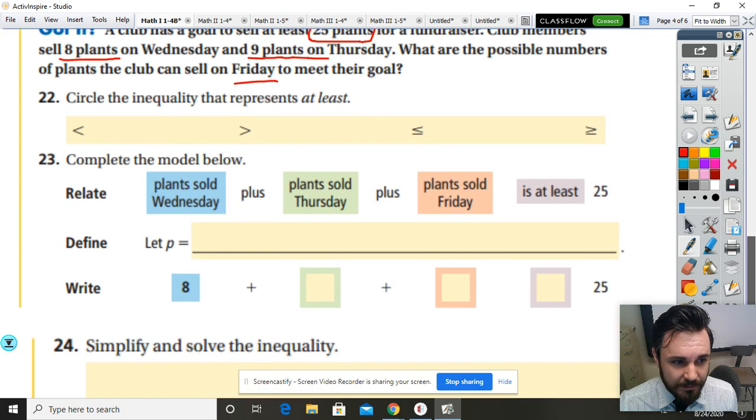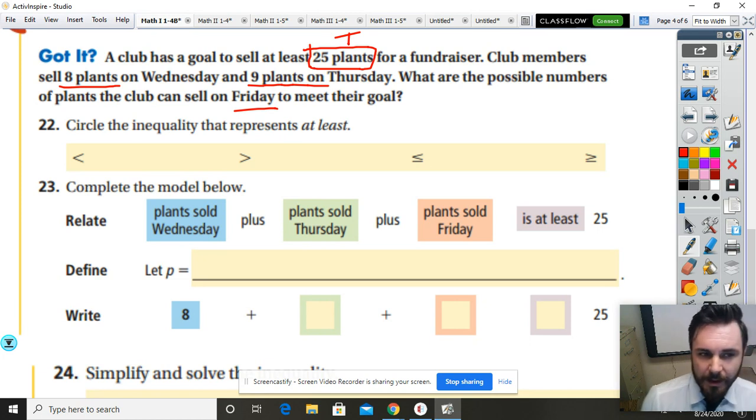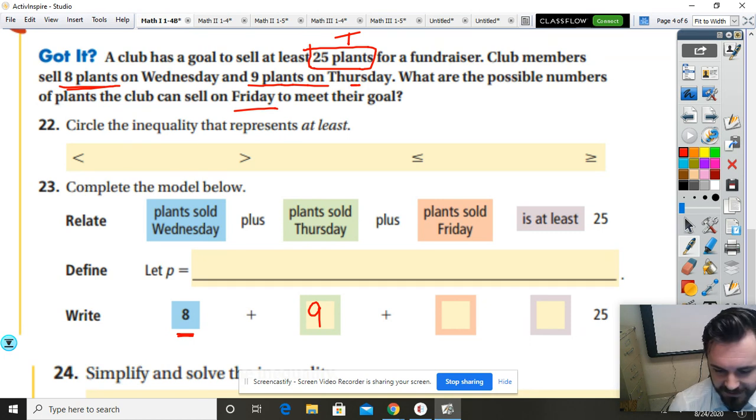So if I had to make an equation, and I'm not going to make an equal sign yet, I'm going to wait. I know that I'm going to have what? I'm going to have 8 plants that I sold on Wednesday. I'm going to add that to 9 plants that I sold on Thursday. And I'm going to add that to, I don't know, let's call it X plants for Friday.